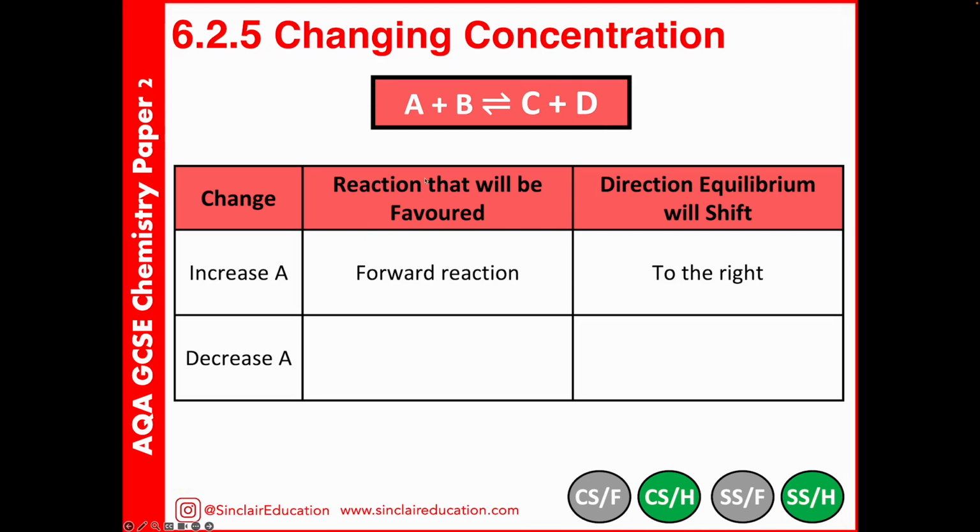Let's say now that my change is I decrease A. The reaction now that will be favoured will be the backwards reaction. This reaction will be happening more. And so therefore the equilibrium now is going to shift to the left. So this reaction is happening more, equilibrium will move away from it towards this side.